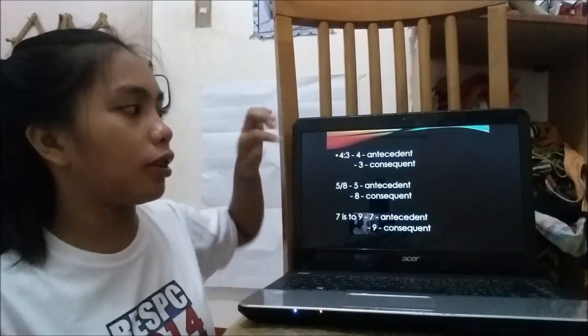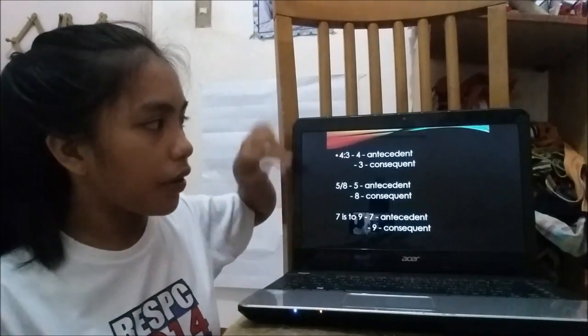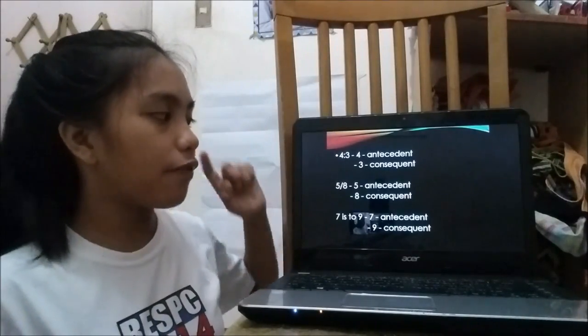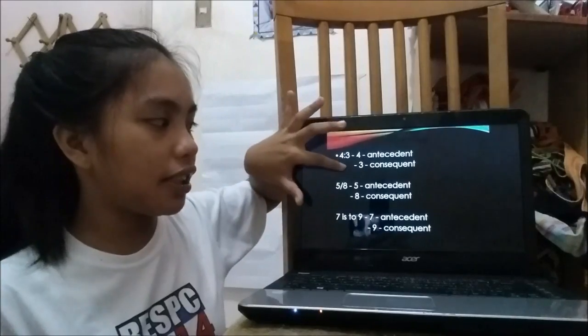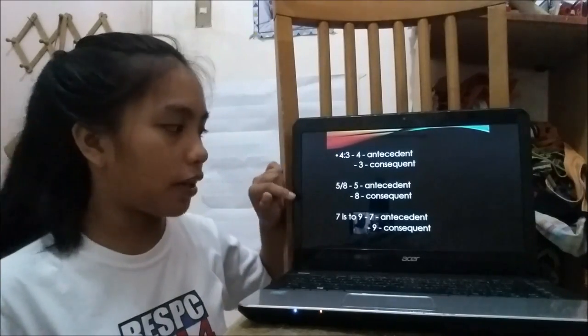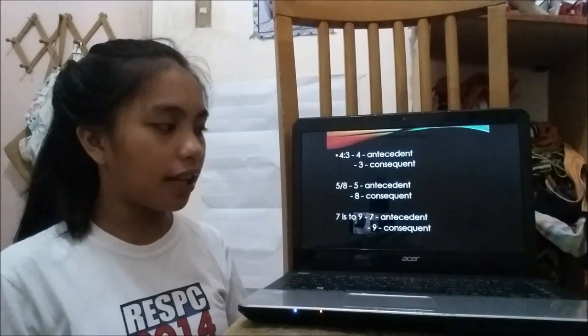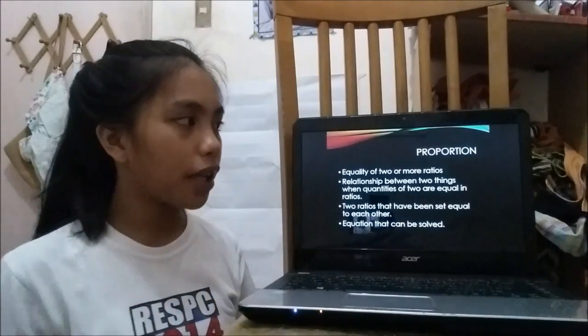Here are some examples. 4 is to 3: 4 is the antecedent and 3 is the consequent. 5 over 8: 5 is the antecedent and 8 is the consequent. 7 is to 9: 7 is the antecedent and 9 is the consequent.